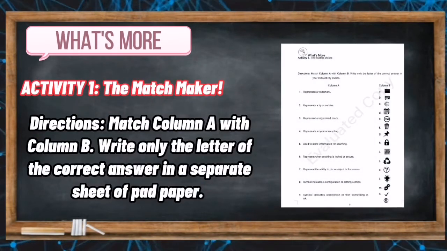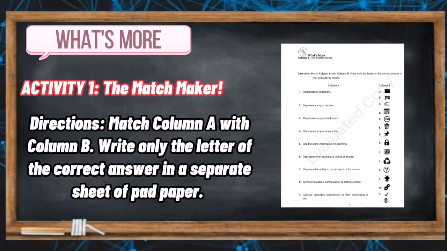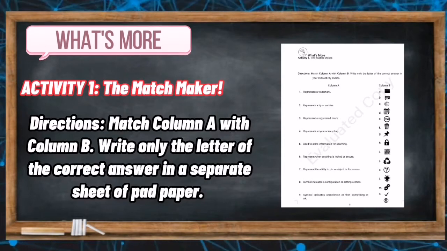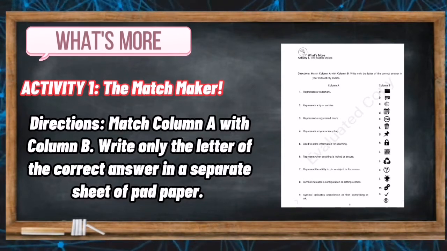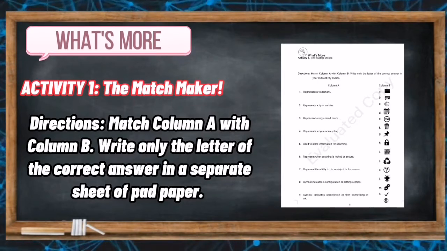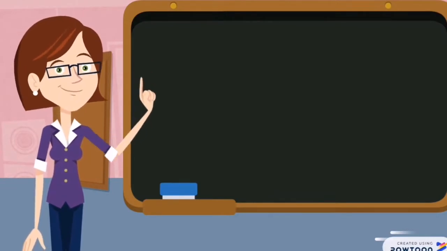Now, let's go to What's More. As you can see in your module, there is an Activity 1 that you need to answer. It is entitled The Matchmaker. Directions: match column A with column B. Write only the letter of the correct answer in a separate sheet of pad paper. If you're done answering, let's proceed to lesson 2.